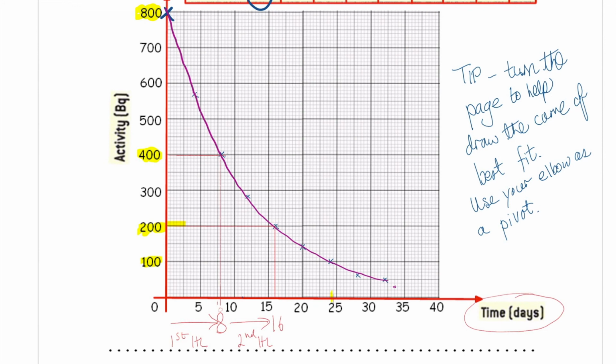Now we're going to be using that concept in our final lesson of half-life and indeed radioactivity, because this is what we use in order to work out how old things are, such as a dead tree or an animal, and that process is called carbon dating. But I don't want to jump the gun. That's something to look forward to in our next lesson.